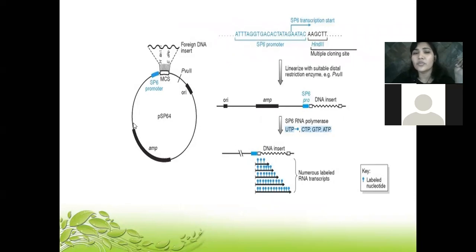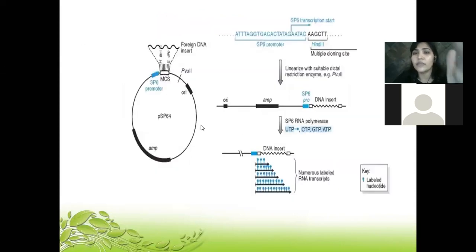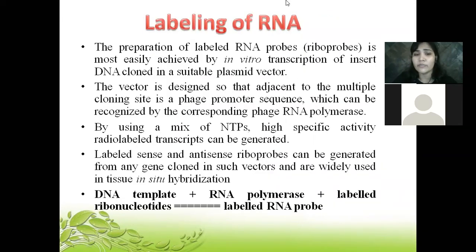I will show you. So don't worry about this particular part that they have explained here. This is a little bit difficult to understand, but I can explain it to you through this diagram. So this is your vector, and this is maybe the gene of interest that has been incorporated or cloned in this. And basically what you will be doing is you will have a DNA template which is in the vector. Okay, so DNA template, then you have RNA polymerase, and you have labeled ribonucleotide.